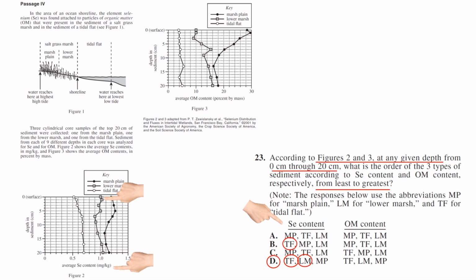We can check the OM content if we want to, right? We can see it's in the same order, tidal flat, lower marsh, marsh plain, but we didn't need to. That's a surprisingly interesting shortcut question. So D.